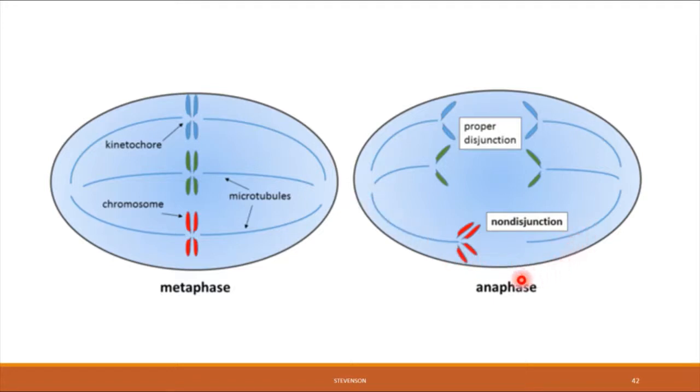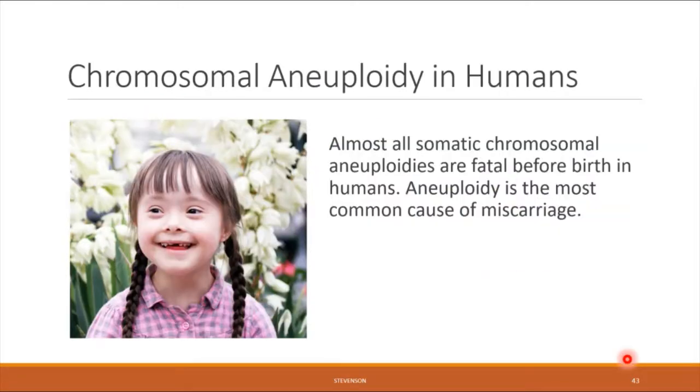This means that the cells that result from this division, one of the cells is going to have too much DNA, and the other one is going to have too little. One will have an extra copy of the chromosome, and the other one will have a missing copy of the chromosome. Now, most chromosomal aneuploidies, the chromosomal aneuploidies of the majority of the 46 chromosomes that are in the human genome, are fatal before birth in humans. And in fact, chromosomal aneuploidy is the most common cause of miscarriage among pregnant women.